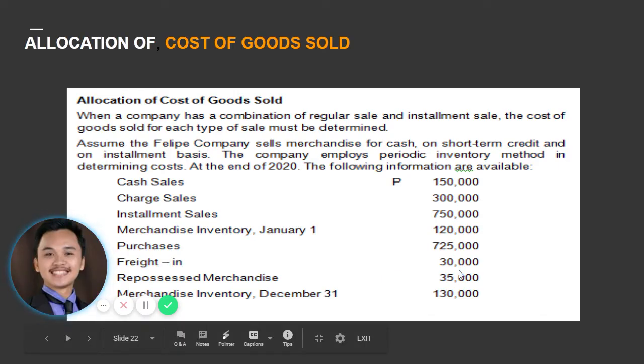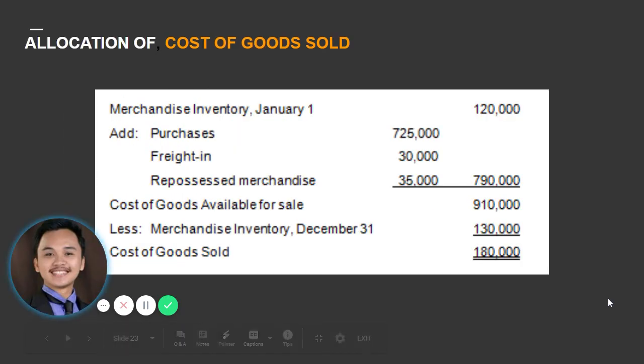We also have beginning inventory of 120, purchases of 725, freight in of 30, repossessed merchandise 35,000. Take note, repossessed merchandise, these are items defaulted, therefore taken back by the entity. But the details and further discussion about repossession will be discussed in part 2 of the video lecture in installment sales. And then merchandise inventory end of 130,000. So first things first is to compute for the cost of goods sold muna. Before we allocate cost of goods sold, we will compute first the cost of goods sold.